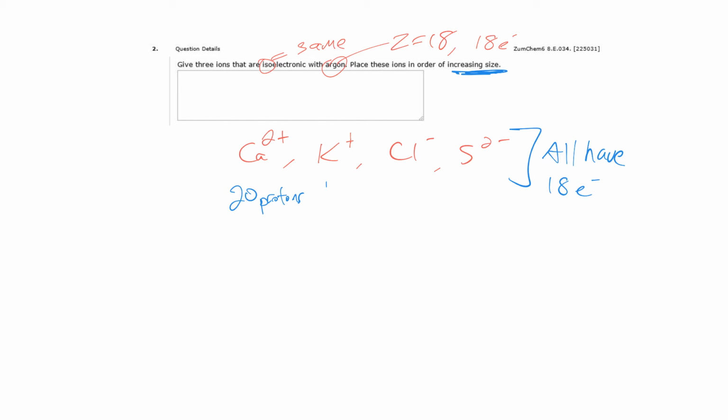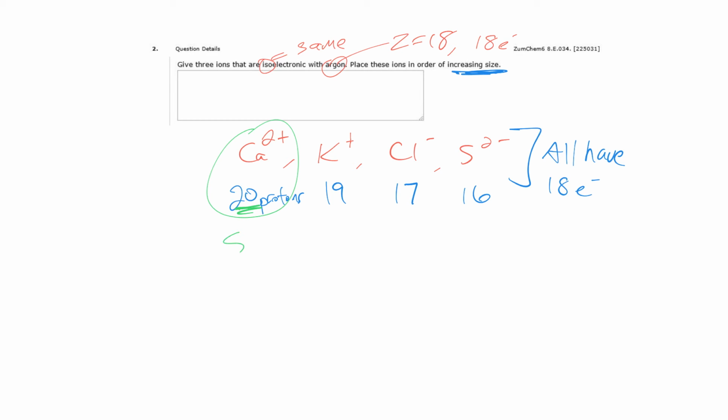Calcium is element number 20. It has 20 protons. Potassium, element 19. Chlorine, element 17. In between there would fit argon. Sulfur is element 16. If calcium has 20 protons to attract 18 electrons, it's going to pull them in tighter. The greater number of protons means you have a higher magnitude of positive charge in the nucleus, and thus are better able to attract negative charge around it.